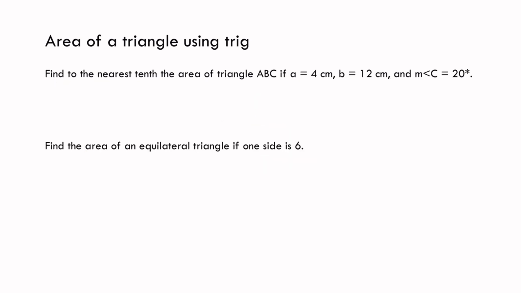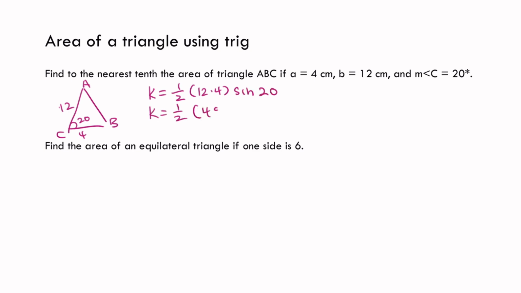Here are just a few practice problems. Find to the nearest tenth the area of triangle ABC if A equals 4 centimeters, B equals 12 centimeters, and the measure of angle C is 20 degrees. So let's say we have ABC right here. Side A is 4, side B is 12, and the measure of angle C is 20. So we can just do K is equal to 1/2 the side lengths, 12 times 4, and then the sine of 20. So K is equal to 1/2 times 48 times sine 20. K is equal to 24 sine 20. If you plug that into the calculator, you get around 21.91 centimeters squared.